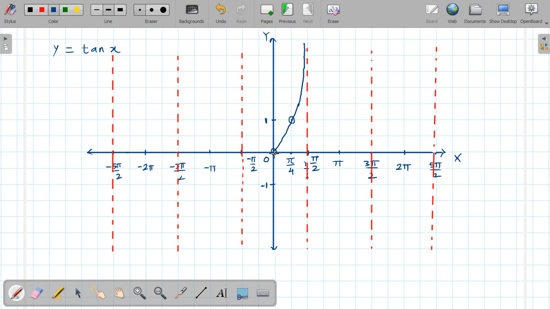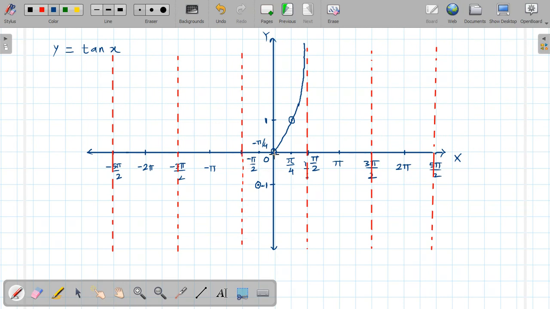Now for the negative side, here it is minus pi by 4, right? Here the point is minus pi by 4. Now we know that tan of minus pi by 4 is minus 1. So you will get the point here. Now tan 0 is 0 and tan of minus pi by 4 is minus 1. And here this point is minus pi by 2. And tan of minus pi by 2 is minus infinity, or you can say just infinity. The value does not exist.